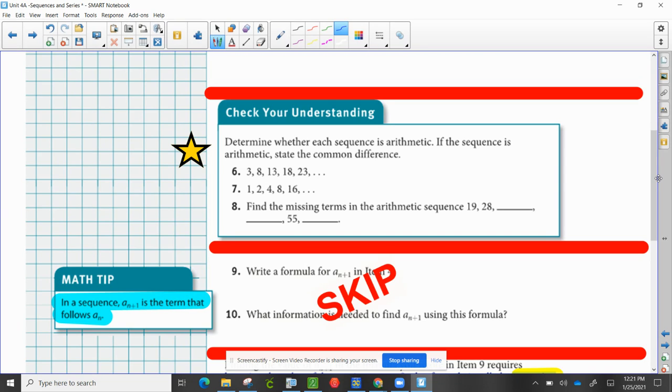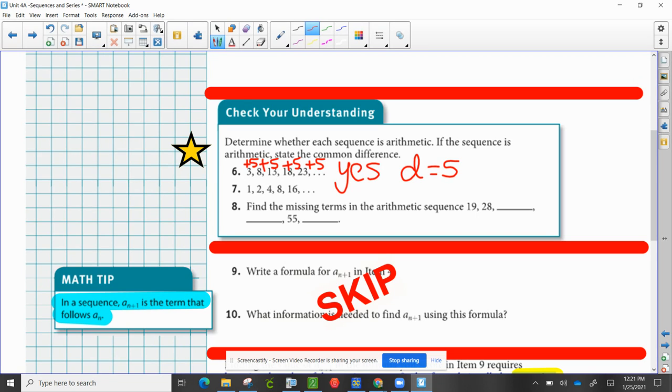Let's look at what the pattern is. 3 to 8 would be adding 5. Now, is that consistent with every other number? Well, 8 plus 5 is 13. Plus 5 is 18. Plus 5 is 23. So the answer for this is yes, it's arithmetic, and our common difference is 5.